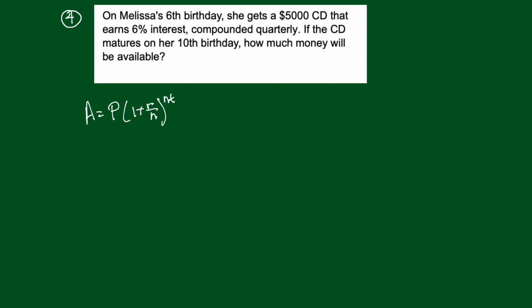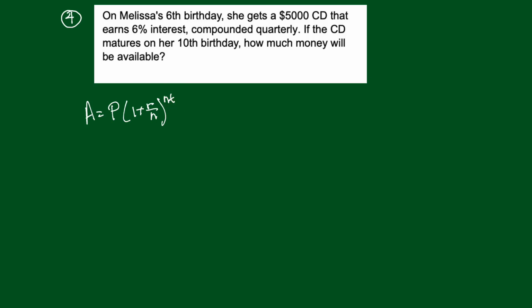Now, A is the amount that we'll have at the end. P is the principal. That's how much we're investing, 5,000 here. R is the interest rate in decimal form. N is the number of compoundings each year. We're compounding quarterly, so we're going to get a 4 here, raised to the N times T. T is the number of years, and we're going from birthday 6 to birthday 10. So to 7, to 8, to 9, to 10 is 4 years.